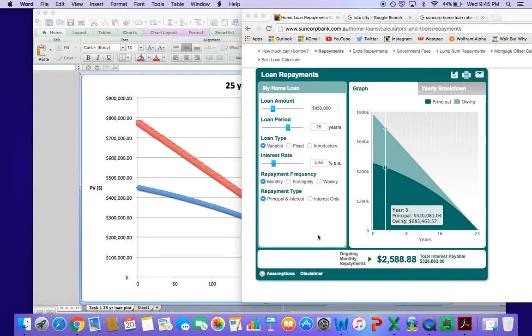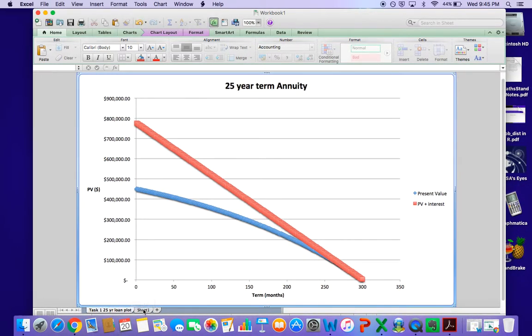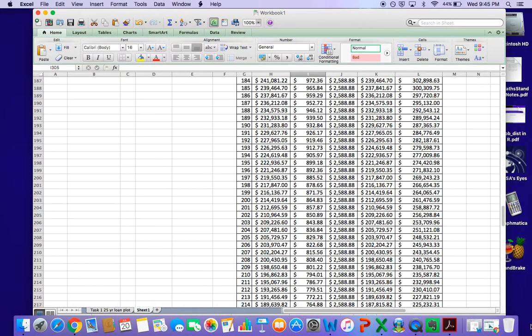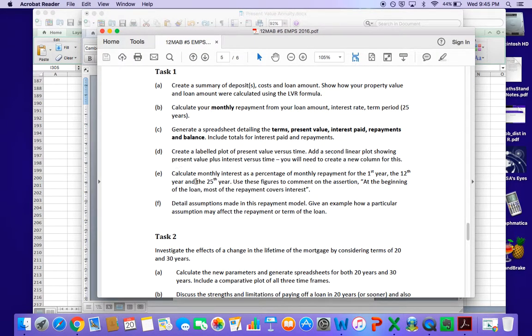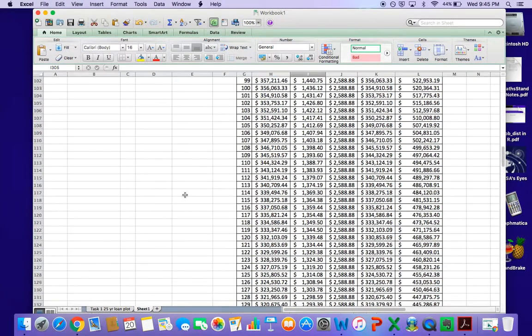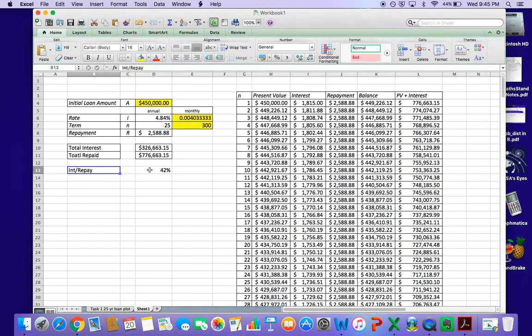I think that's it. The only other thing I can think of actually is with the assignment, where is it? This one here, isn't it? Part E, where we have to look at the monthly interest as a percentage of monthly repayment for the first year, the 12th year, and the 25th year. I did it for the whole loan. I just did the amount of interest paid overall as a percentage of the total repaid. We need to do that for maybe the first 12 months.